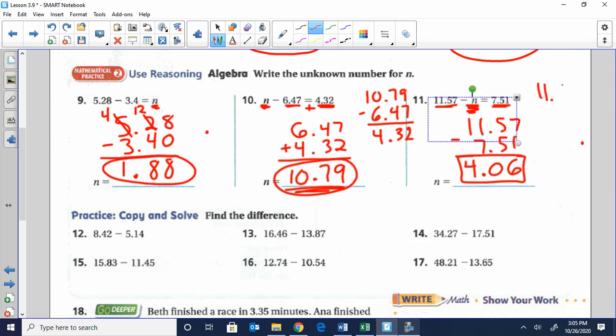11 and 57 hundredths minus 4 and 6 hundredths. 7 minus 6 is 1. 5 minus 0 is 5. And 11 minus 4 is 7, which is the answer that we were looking for. So the missing number in this case was 4 and 6 hundredths. Now, you won't have any of those algebra questions on your homework tonight, but it is good to think, if you're missing a number, how could you rework the problem in order to solve?